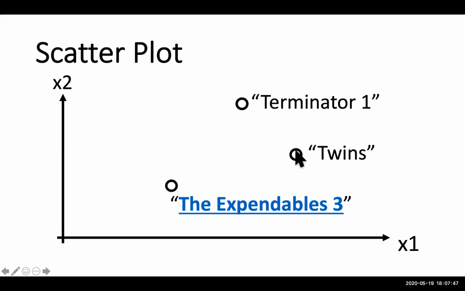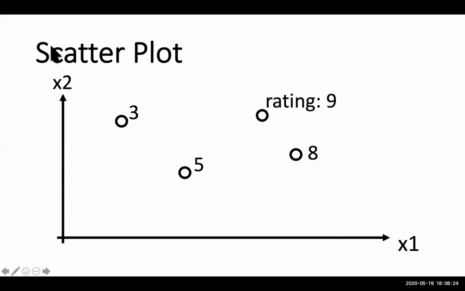This circle is placed at the coordinates given by X1, the movie duration, and X2, the screen time of Arnold Schwarzenegger. Then there's another movie, Terminator 1, which had more Schwarzenegger screen time, but was shorter. Then a third movie, The Expendables 3, which had very little screen time of Arnold Schwarzenegger. Maybe it was not good, therefore. So we can plot the data points in the feature space. We call this the feature space because in this plane, the horizontal axis is the first feature and the vertical axis is the second feature.